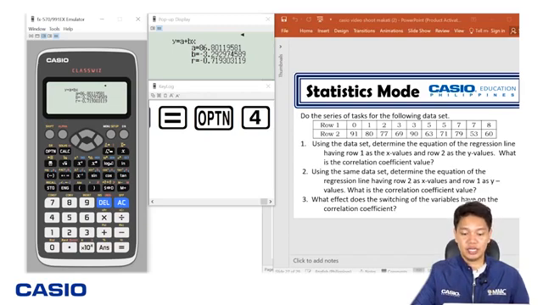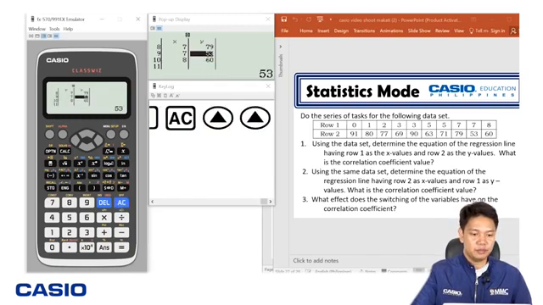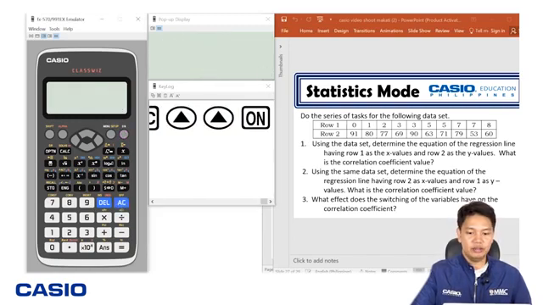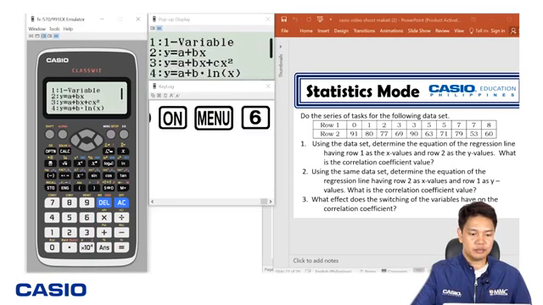Now, for the second task, using the same dataset, determine the equation of the regression line having row 2 as the x values and row 1 as the y values. So it means that we need to interchange our variables and the values. Doing so, we press on to delete all the data, and menu 6.